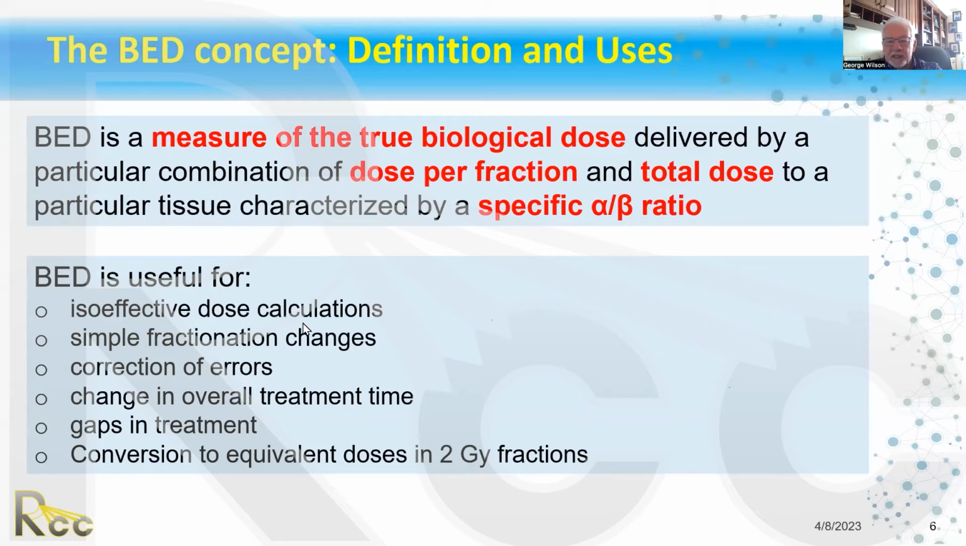And so the BED, as you'll see, is very useful when we're trying to look at isoeffective dose calculations, comparing two different schedules, simple fractionation changes, corrections of errors, changes in the overall treatment time, gaps in treatment, and then also converting the BED to the equivalent dose in 2 gray fractions. So we'll see examples of all of these.